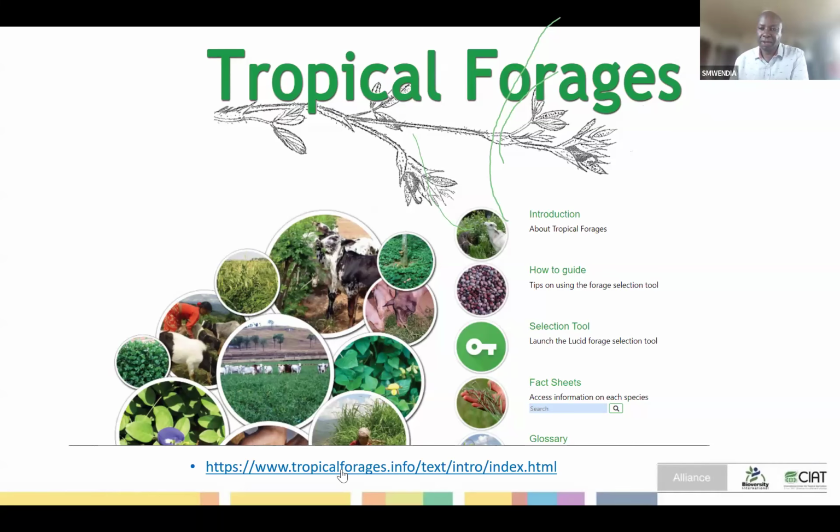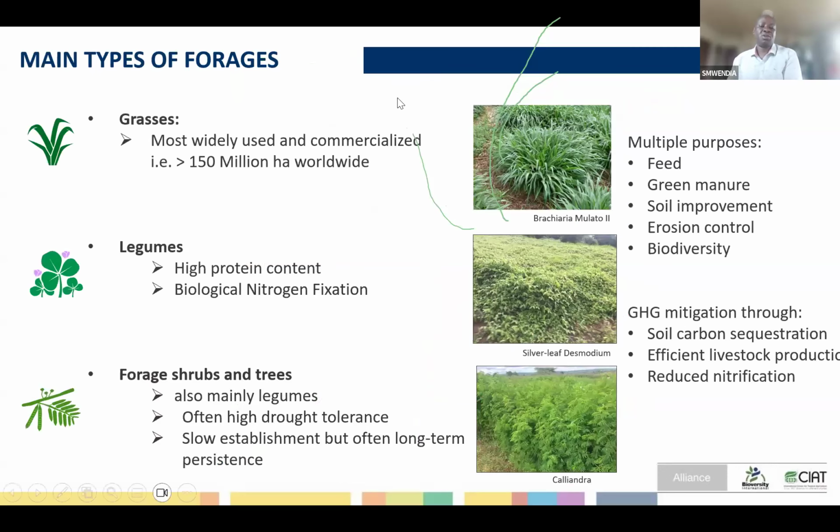Let me go back. Yeah, so largely, when we say of these forages, remember you said forages are cultivated specifically to feed your livestock. They fall into three main categories. The grasses, which we look a bit more today. And we know grasses are planted actually globally in excess of 150 million hectares.